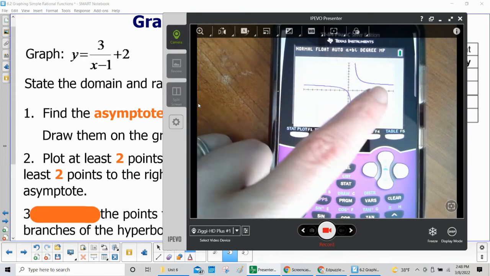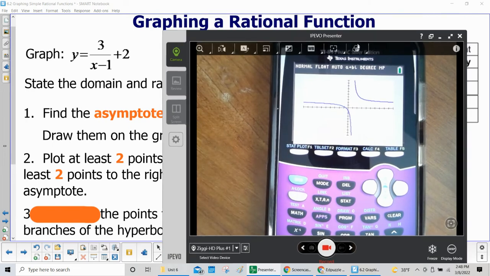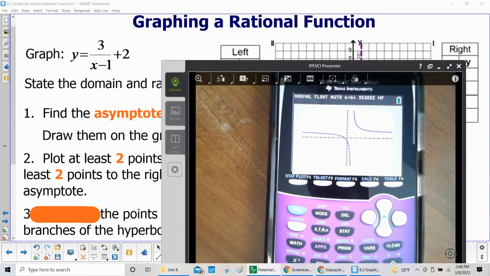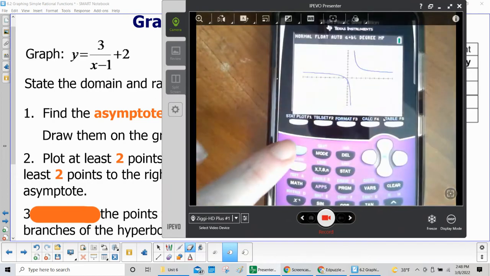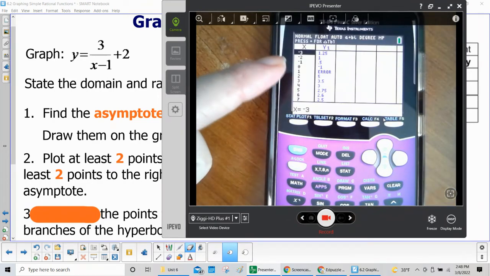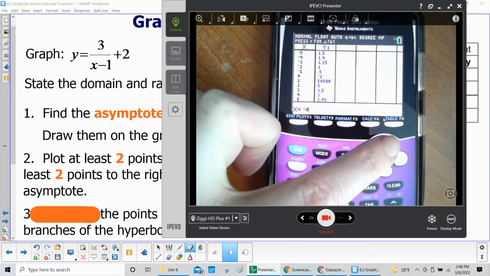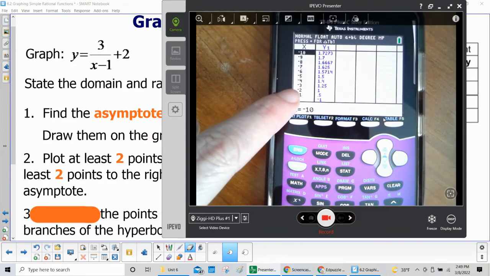So I know I'm going to try and sketch these 2 branches. And the easiest way to do that is to look at a table of values. If I want to get to my table, remember we're going to push second and the graph button, and that's going to bring up my table. So we say you want to do at least 2 points. The more the merrier though. But as you can see, if I go all the way out to -10, I don't have too many points that are all that great to graph.